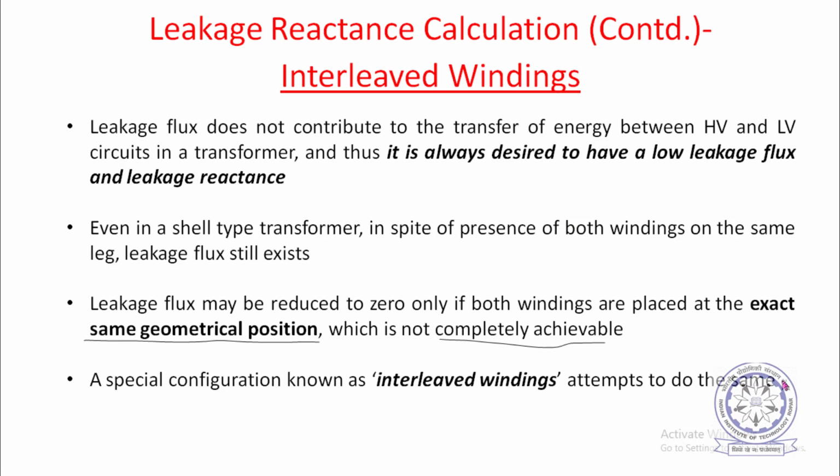So, leakage reactance calculations of interleaved windings, continued from the previous lecture. Here, leakage flux does not contribute to the transfer of energy between high voltage and low voltage circuits in a transformer, and thus it is always desired to have a low leakage flux and low leakage reactance. Even in a shell type transformer, in spite of the presence of both windings on the same leg, leakage flux still exists. A leakage flux may be reduced to zero only if both windings are placed at the exact same geometrical position.